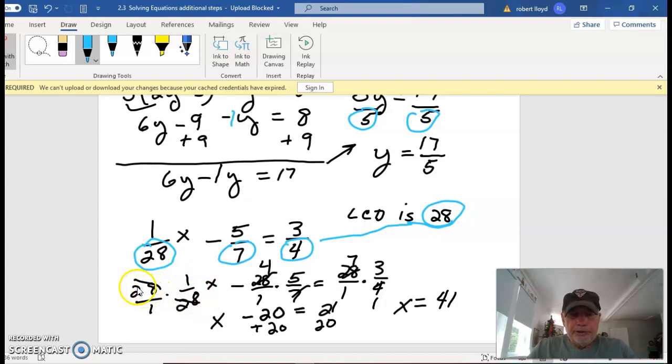So when we multiply the 1/28 x times 28, we get down nicely to our x. And then the next one, we multiply by the 28/1, and we get negative 20. And the next one's 4 will go into 28 7 times. 7 times 3 is 21. Add 20 to both sides, and we get our answer, x equals 41.